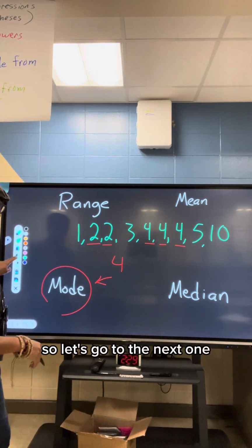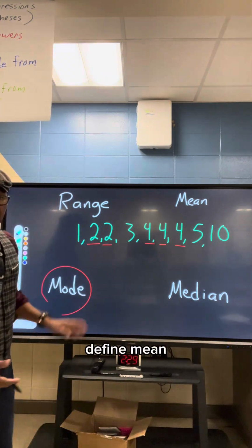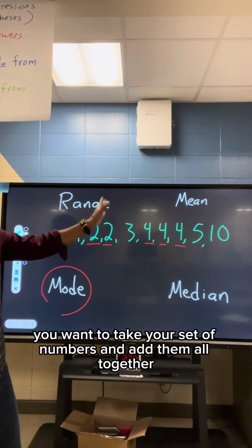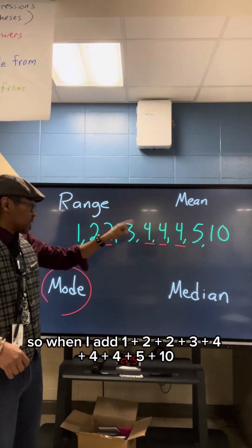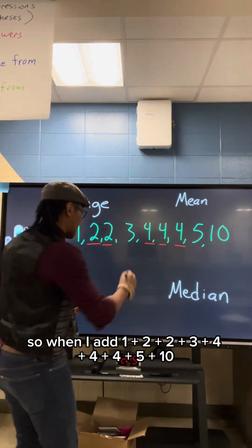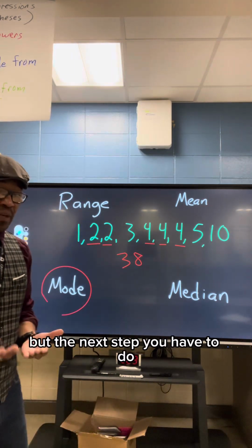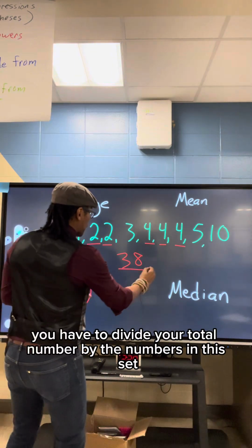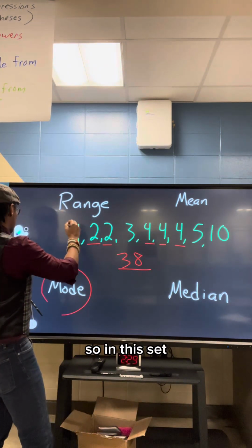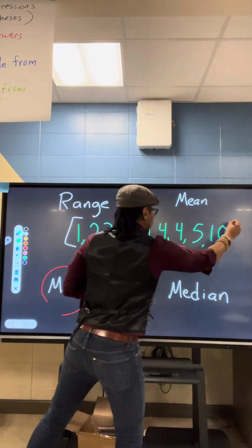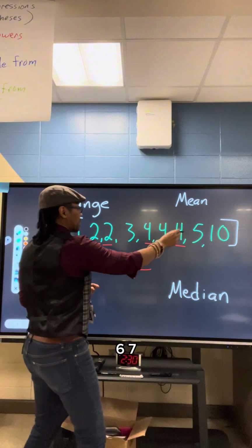Okay, so let's go to the next one. All right, mean. To find mean, you want to take your set of numbers and add them all together. So when I add 1 plus 2 plus 2 plus 3 plus 4 plus 4 plus 4 plus 5 plus 10, that will give me 38. That's the first part of it. The next step you have to do, you have to divide your total number by the numbers in this set. So in this set, I have a total of 9 numbers. 1, 2, 3, 4, 5, 6, 7, 8, 9.